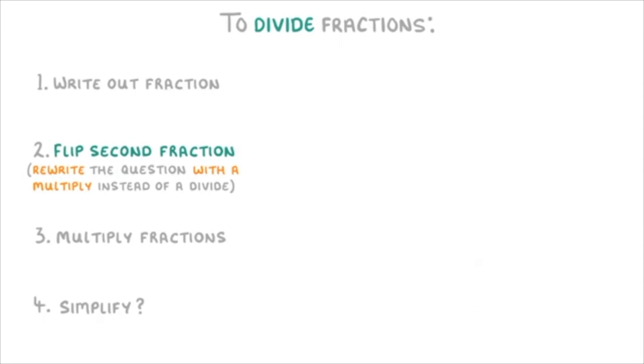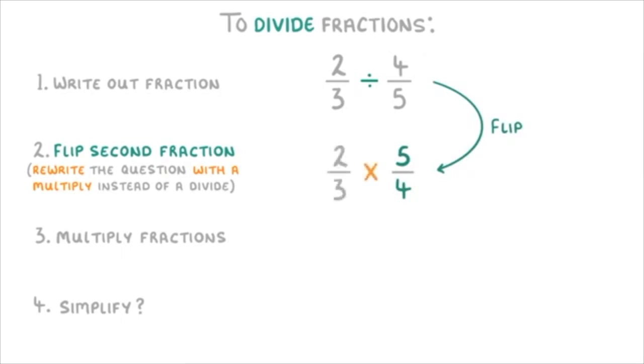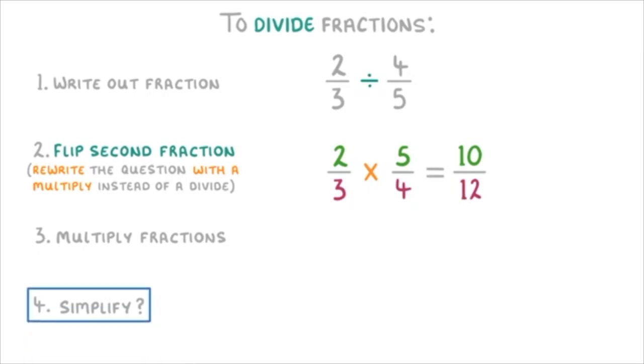So let's try a couple more. In this one, we're dividing 2/3 by 4/5. So we flip 4/5 upside down to make it 5 over 4. And then we change the divide into a multiply. So with that, we can multiply them like normal. 2 times 5 is 10 and 3 times 4 is 12. So we have 10 over 12, which we can simplify by dividing top and bottom by 2 to get 5 over 6.